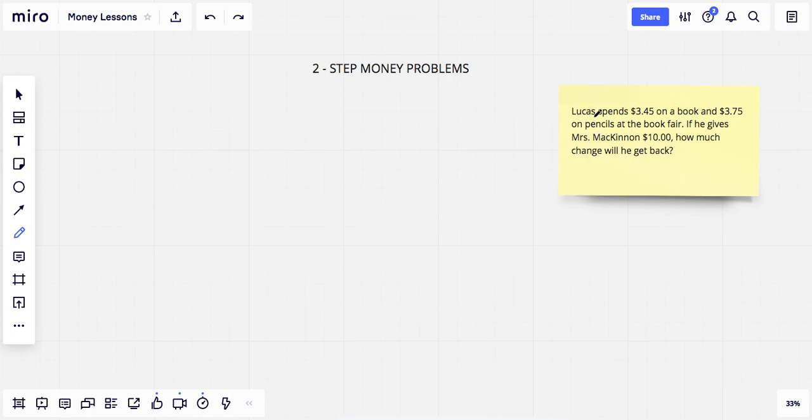In our problem today, Lucas spends $3.45 on a book and $3.75 on pencils at the book fair. If he gives Mrs. McKinnon $10, how much change will he get back?